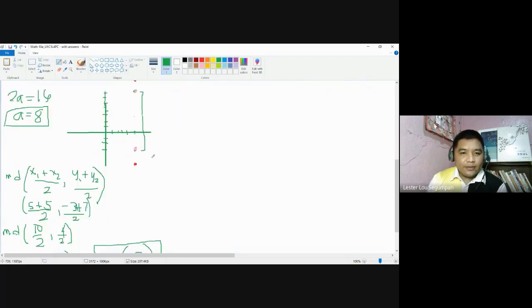If the center, okay, I'm erasing this so that I could actually change it again here.